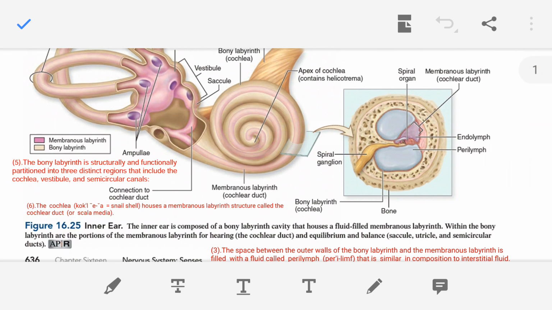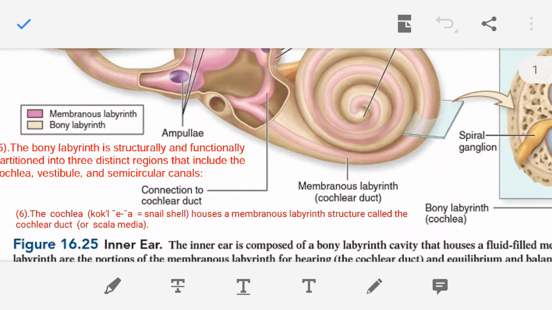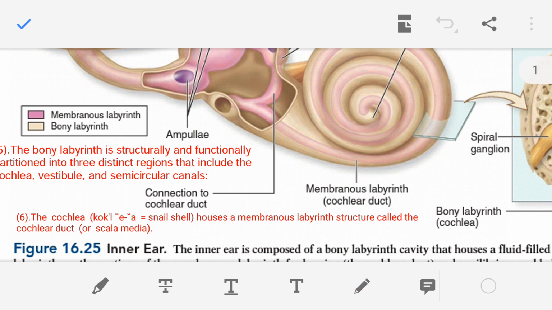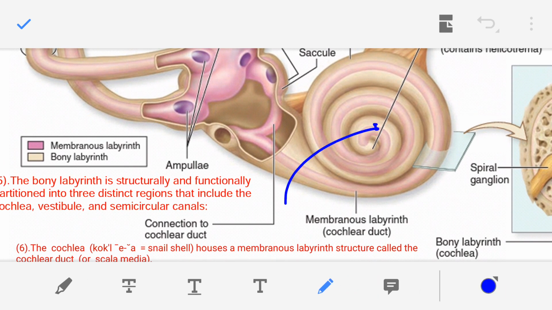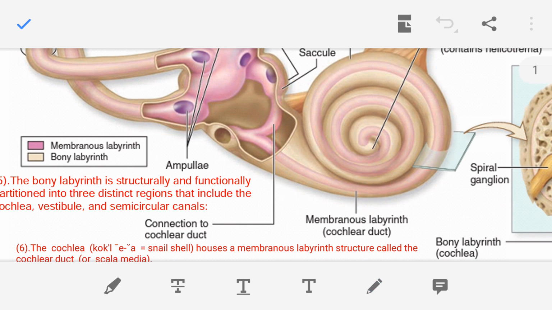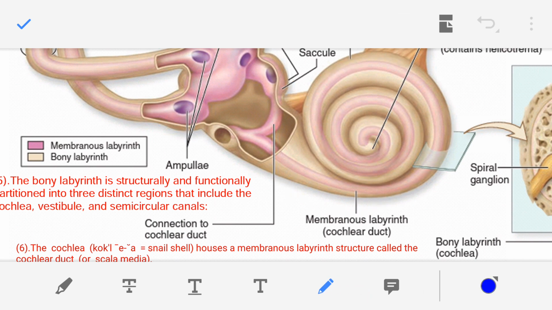Okay, now the sixth point. Now the cochlea, see over here, this entire structure is known as the cochlea, and the shape of the cochlea is similar to the animal snail. You might have seen a snail. So the cochlea looks like the shell of a snail. So cochlea means snail shell.